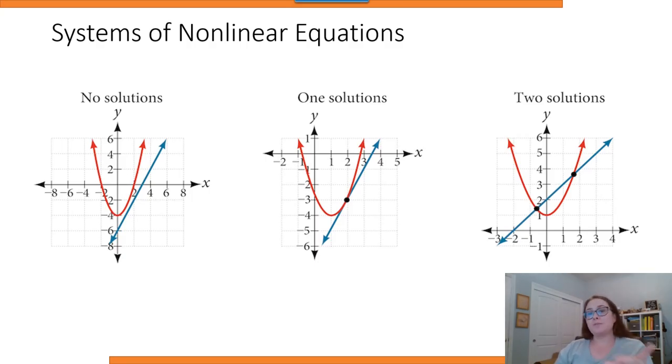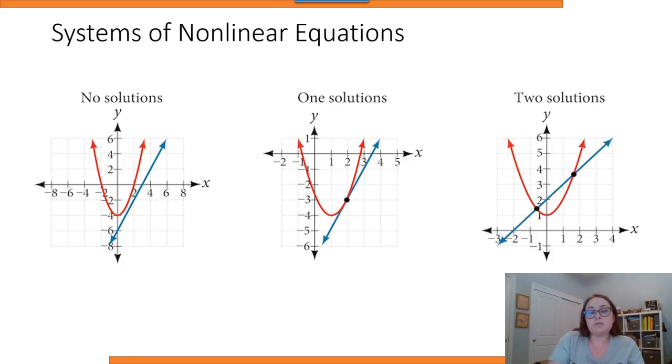Here I have three examples of what solutions might look like if you have a parabola and a straight line as your equations in your system. Before, with all the systems we've solved, there was one solution, no solutions, or infinitely many. Here I can see there's a wider variety.